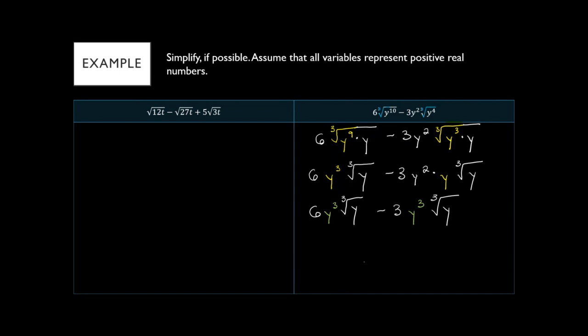So that matches. And they both have the cubed root of y. So because all of that matches, we can now combine these. So we just get the numbers 6 minus 3. So this is going to be 3. Then we have y cubed times the cubed root of y.